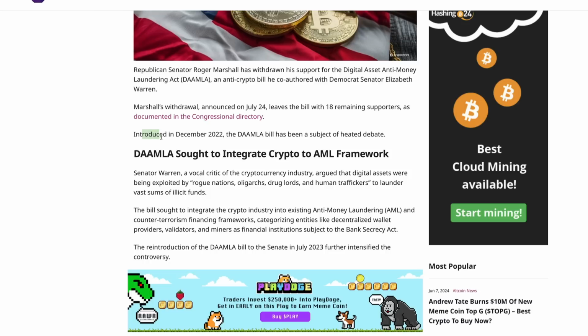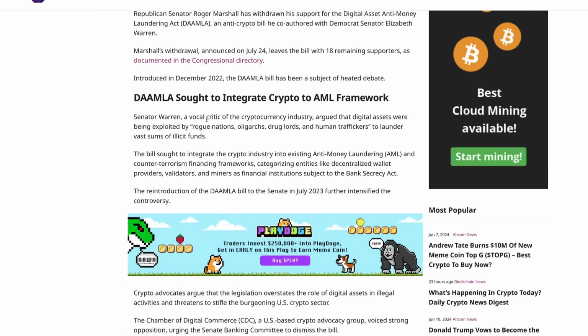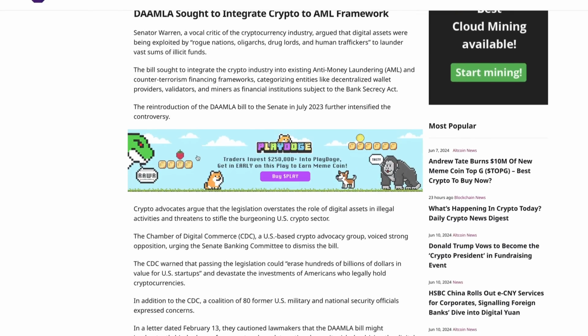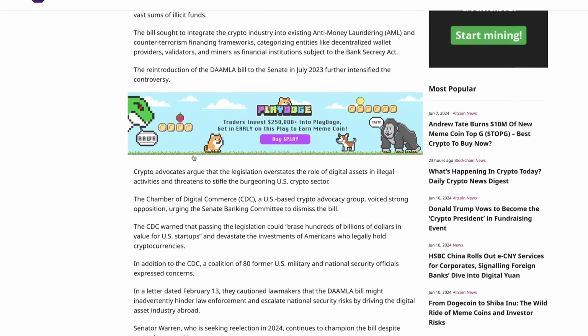Directory. Introduced in December of 2022, the DAAMLA bill has been the subject of heated debate, to say the least. Senator Warren, a vocal critic of the cryptocurrency industry, argued that digital assets were being exploited by rogue nations, oligarchs, drug lords, and human traffickers to launder vast sums of illicit funds. That is the narrative that they want you to believe. However, politicians are getting smarter now.